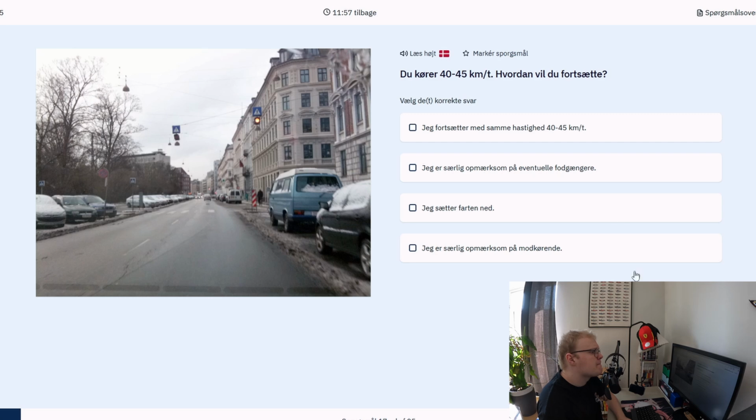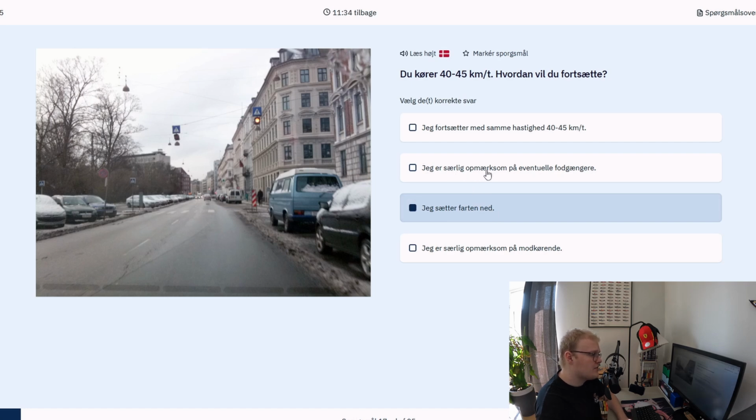Okay. You're driving 40 to 45 kilometers an hour. How are you going to continue? As you can see, it's snowy, it's cold, the road surface is wet. You have no visibility here. This is a crossing. So pedestrians have right of way. You can see nothing behind this van here. So I would say I would slow down immediately. So this one, I slow down.